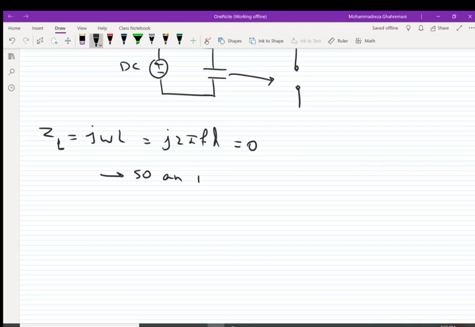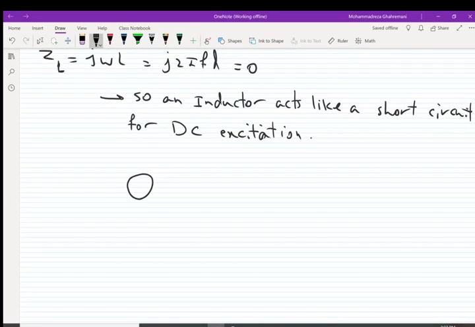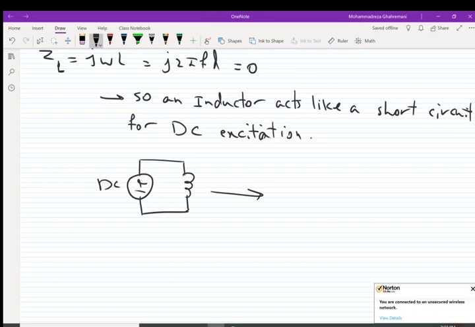So an inductor acts like a short circuit for DC excitation. It means that if we have a DC voltage source and we connect it to an inductor, it's like we connected the DC voltage source to a short circuit.